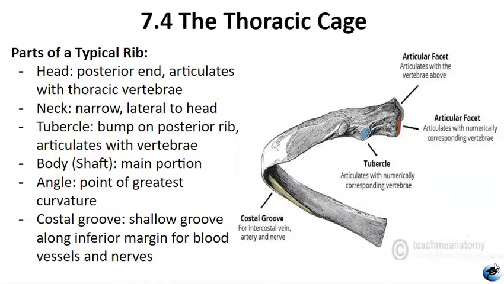The head is the back end that connects to the thoracic vertebrae. The neck is the narrow part next to the head. A tubercle is a bump on the back of the rib that connects to the vertebrae. The body is the main long part of the rib. The angle is where the rib curves the most. And the costal groove is a shallow groove along the bottom of the rib where blood vessels and nerves run.